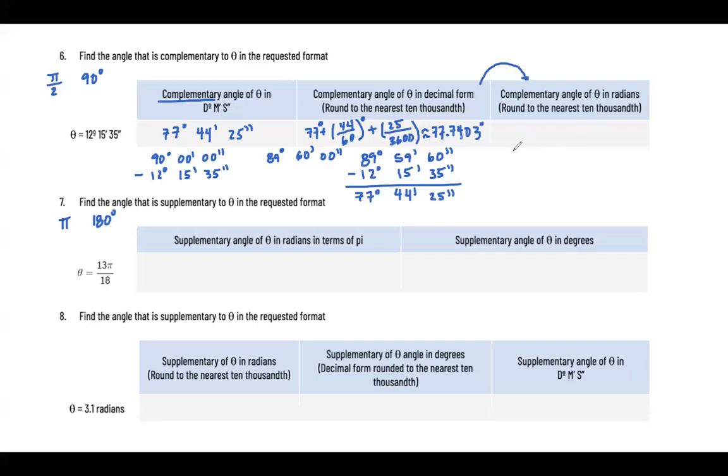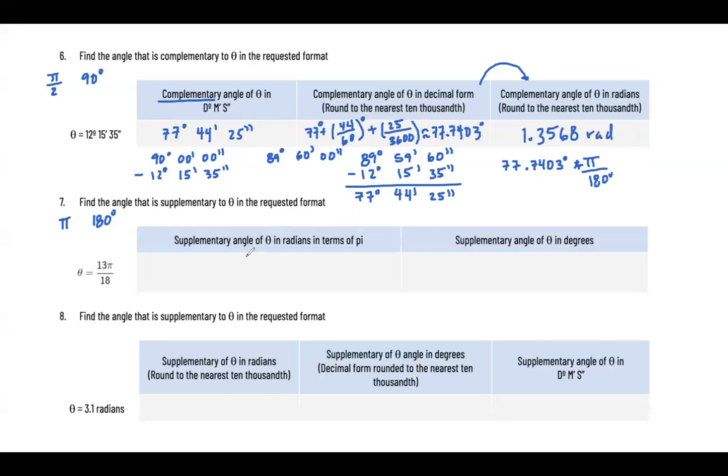So now that I have that angle in decimal form, I want to see what that angle would be in radians. So basically, you just have to go for 77.7403 times pi divided by 180. Let's try to do that. Let's multiply our answer by pi, and let's divide by 180. And I got around 1.3568 radians.